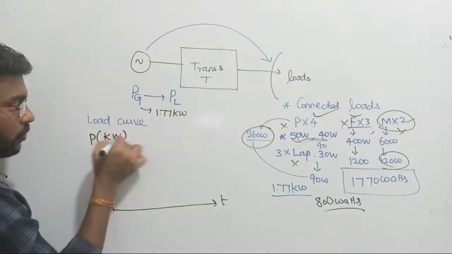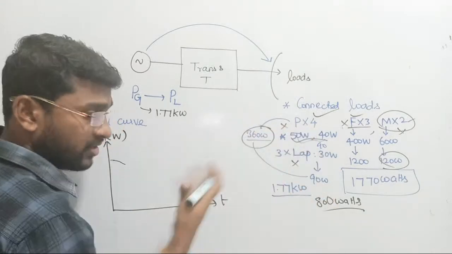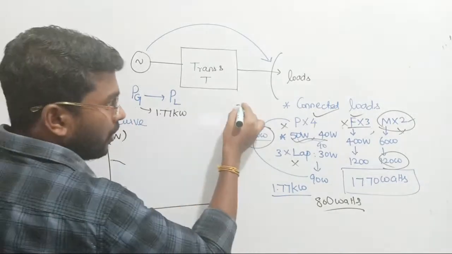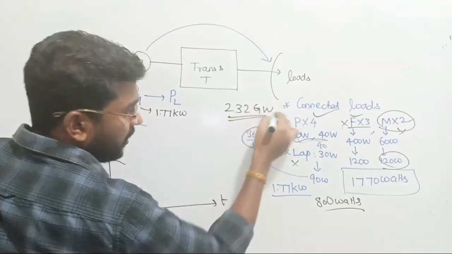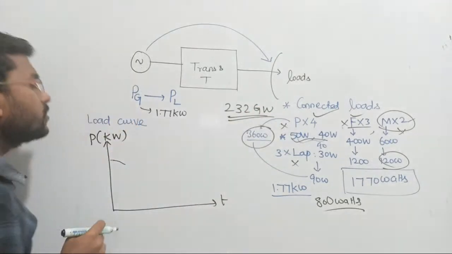Always it will be kilowatts only, because for our understanding I took some small loads. We know in our power system we are generating power in megawatts, gigawatts. Just now I told you, we are generating 232 gigawatts. That is the maximum power that we are generating now in our power grid.